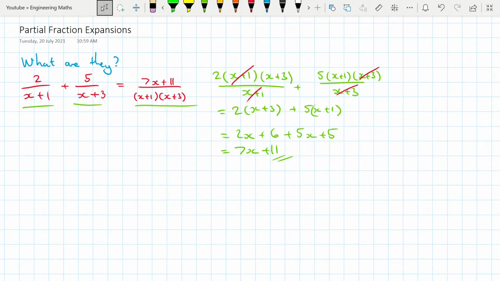So now that we've gone from left to right, all a partial fraction expansion is just going from the right back to the left.